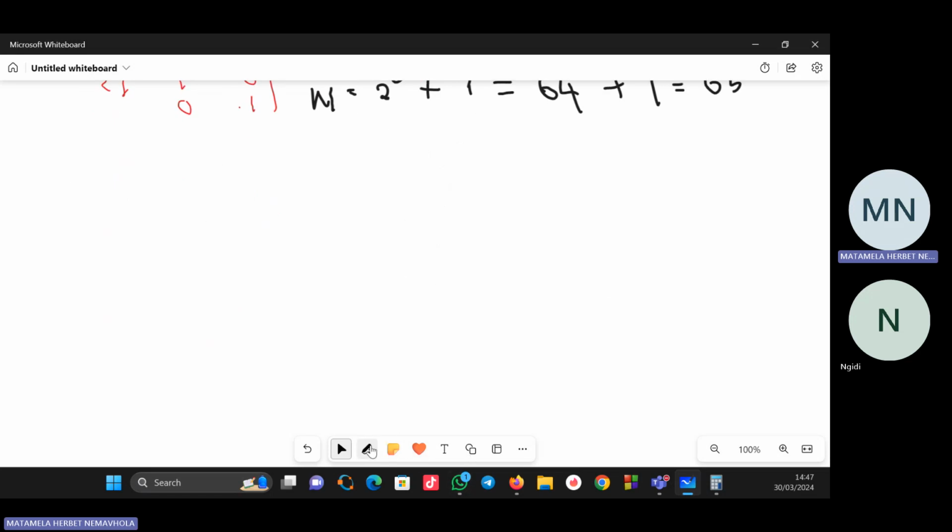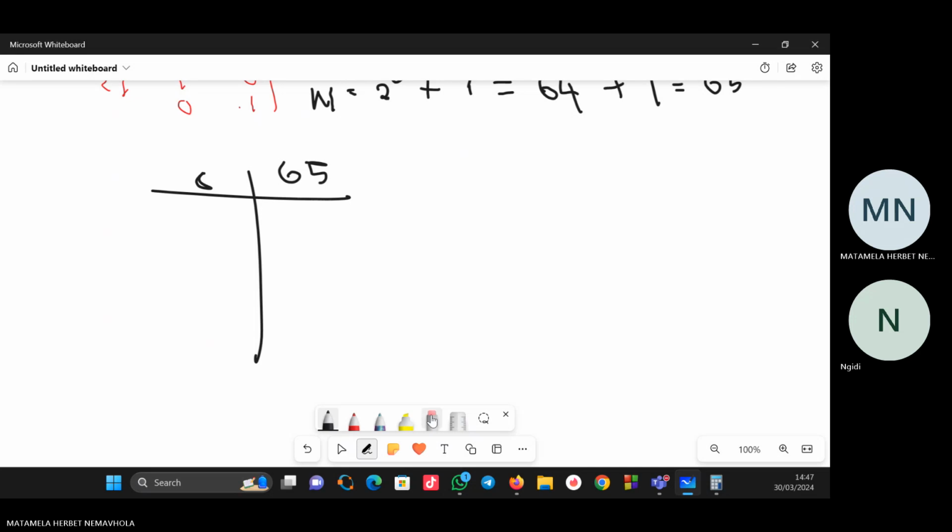Let's use 65 again. We are going to convert this to octal. When you convert to octal, we use 8.